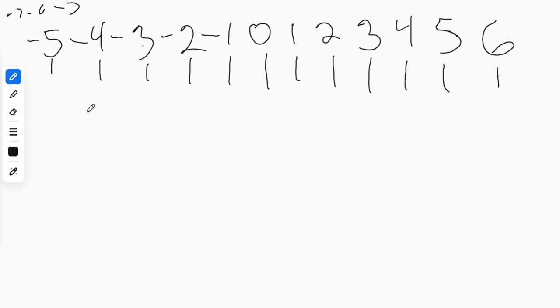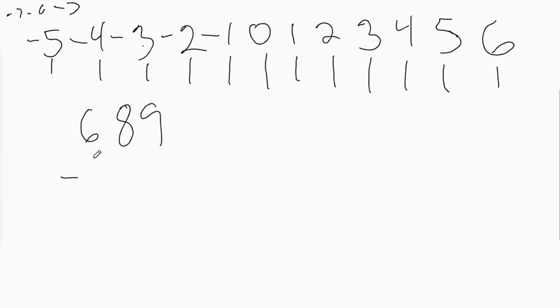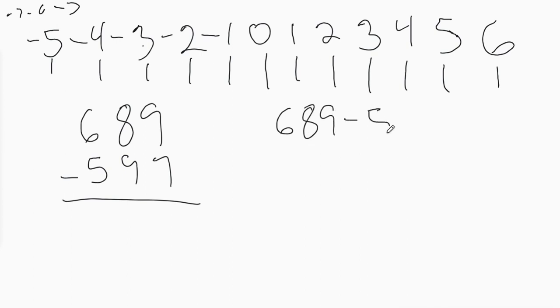Let's say we had 689 minus 597, which is also written as 689 minus 597.